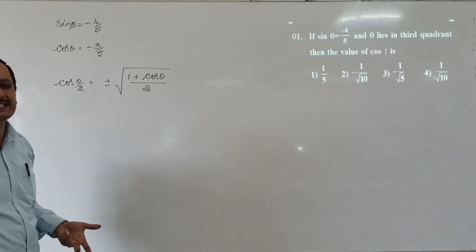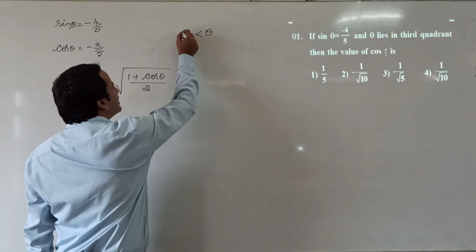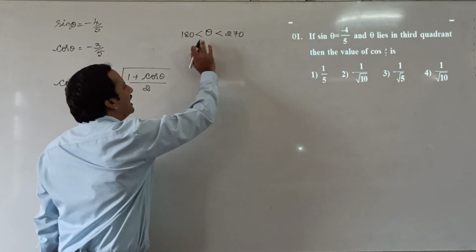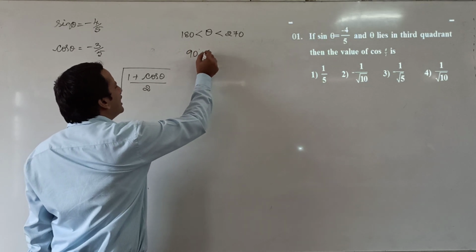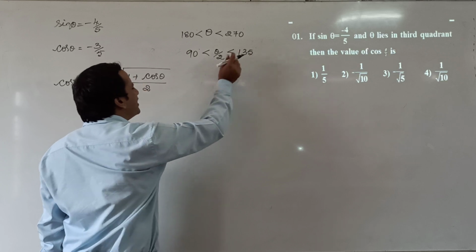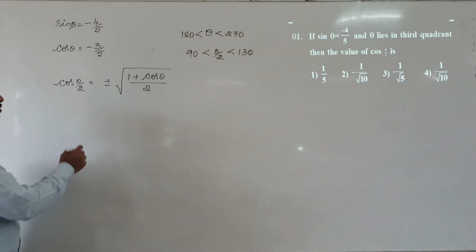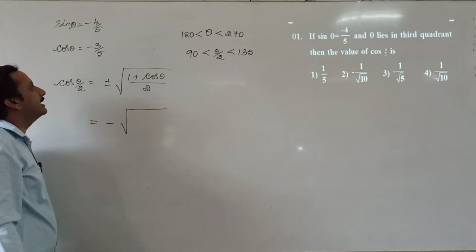That depends on where theta by 2 lies. Given that theta lies in the third quadrant, that means theta is greater than 180 degrees but less than 270 degrees. I divide this by 2. When I divide by 2, I am getting 90 degrees less than theta by 2 less than 135 degrees. Which means theta by 2 is in the second quadrant. When theta by 2 is in the second quadrant, cos theta by 2 must be negative. So I will write minus root of 1 plus cos theta by 2.